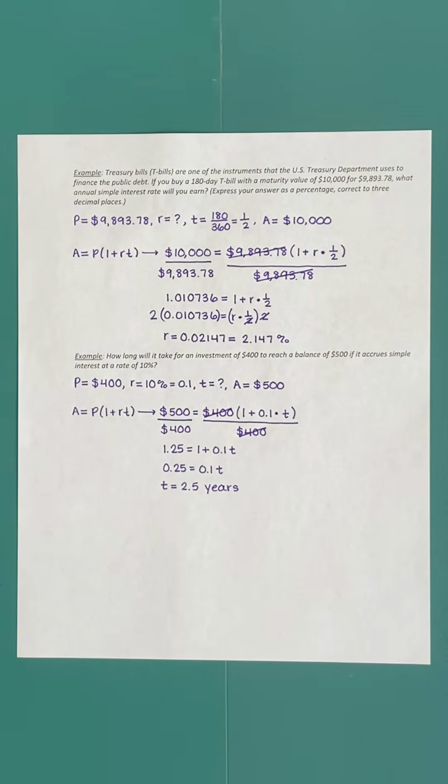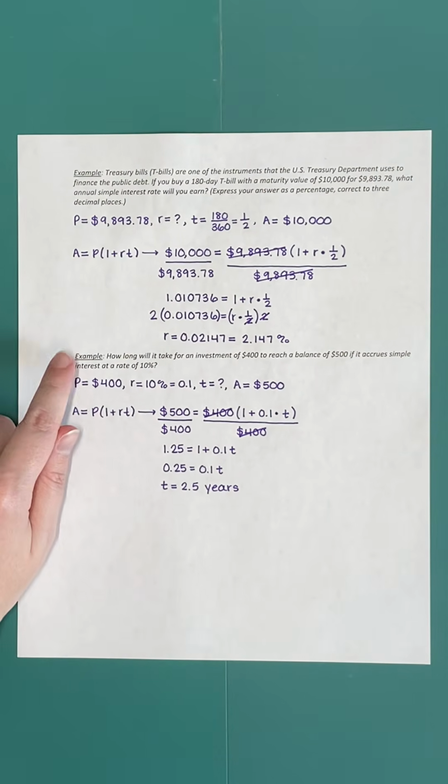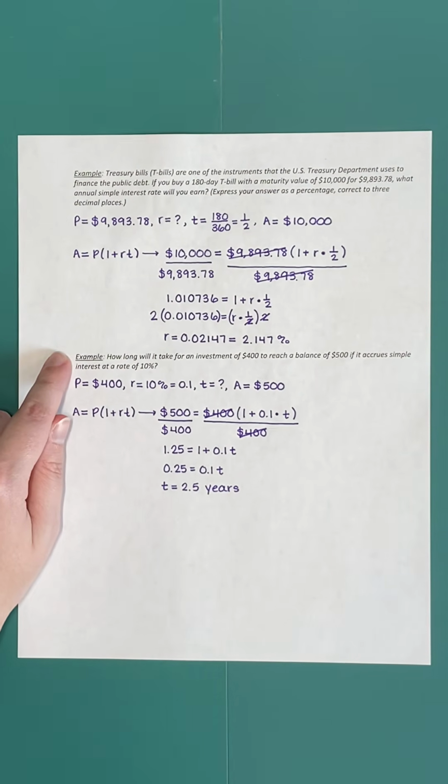So that's what it's going to look like when we solve for r. Now the only other value in this case that we can solve for is going to be t, and it's going to look virtually the same because r and t, basically the same thing is happening inside of our formula. So one last problem. How long will it take for an investment of $400 to reach a balance of $500 if it accrues simple interest at a rate of 10%?